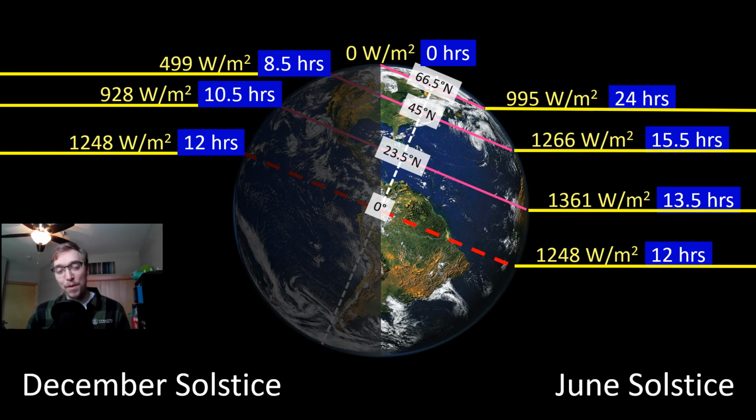And up in the Arctic Circle, 995 watts per meter squared, 24 hours of daylight. We go from 0 watts per meter squared of incoming solar radiation and 0 hours of daylight to 995 watts per meter squared and 24 hours of daylight. Likewise, we go from basically 500 watts per meter squared, 8.5 hours of daylight, to 1,266 watts per meter squared and 15.5 hours of daylight where we live. Think of how wildly different it is in the December solstice versus the June solstice here in Eau Claire, for example.